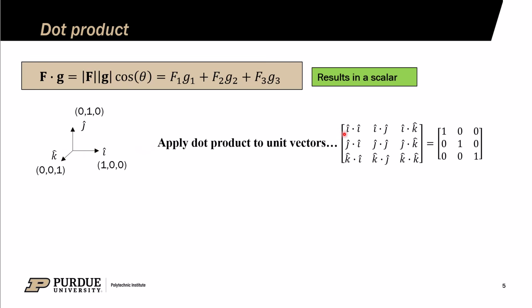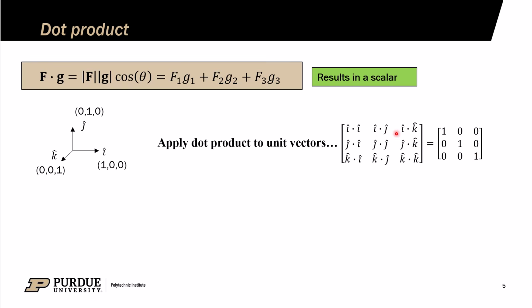So let's consider i dot i. The magnitude of i is 1. If I substitute the vector i in for both f and g, I have 1 times 1 is 1, and the cosine between the two vectors, well, if they're lying on top of each other, the angle between them is 0, and cosine 0 is 1. So with this geometric definition, I get a value of 1 when I dot the unit vectors with themselves.